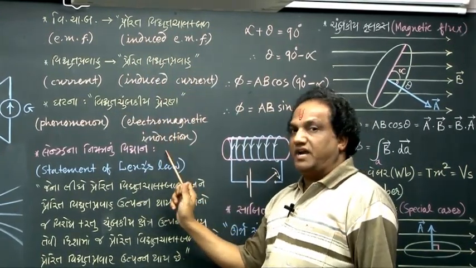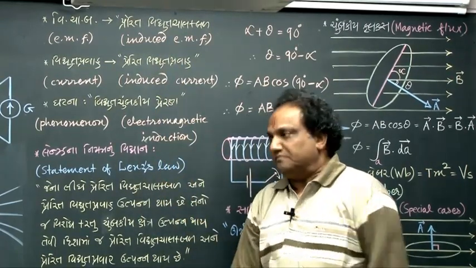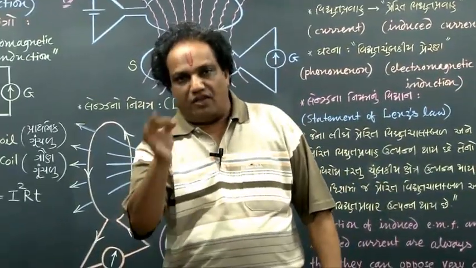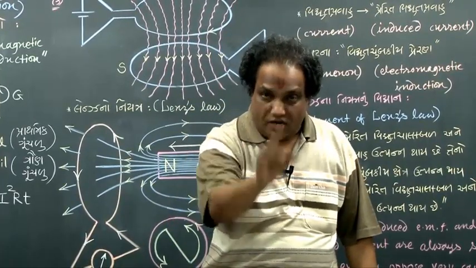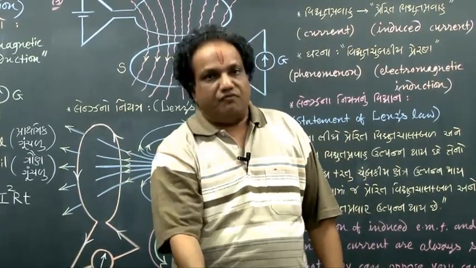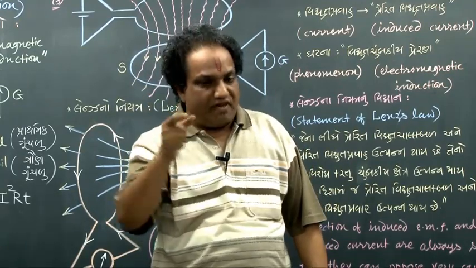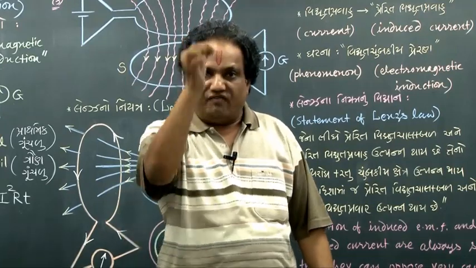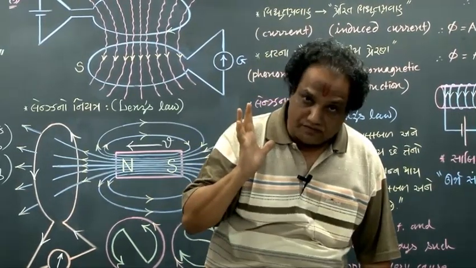Then let us define now what is called induced EMF, what is called induced current, and what is called electromagnetic induction. Let us define all the three terms together. Whenever there is a change in the magnetic flux linked with any coil, then across the two ends of that coil some EMF is developed, which is called an induced EMF, and any current caused by that EMF in a closed circuit is called induced current, and this whole phenomenon is called electromagnetic induction.